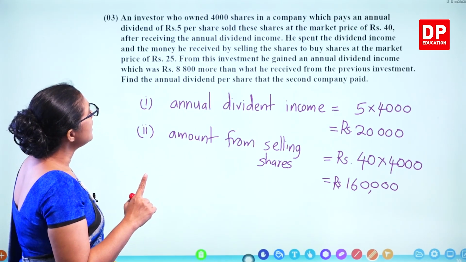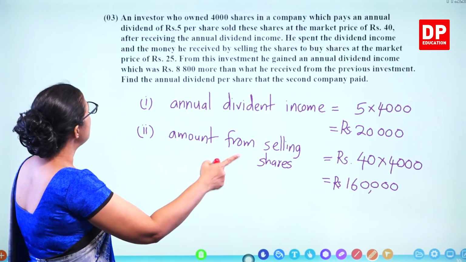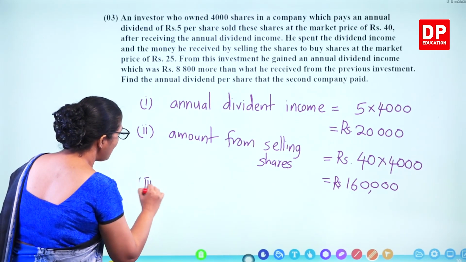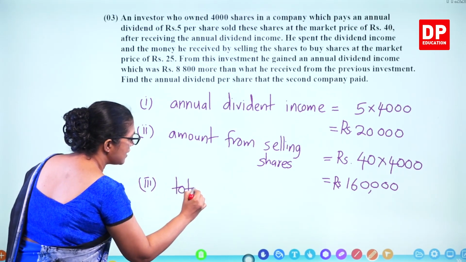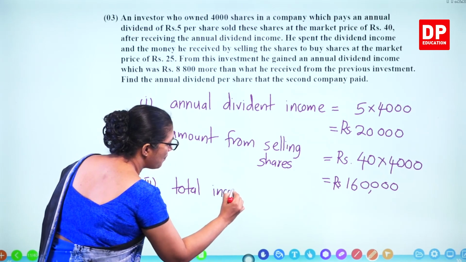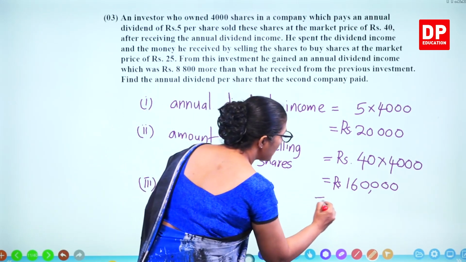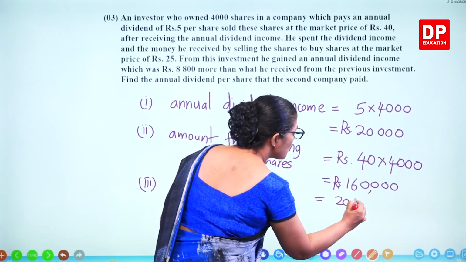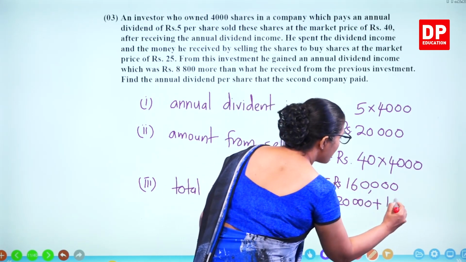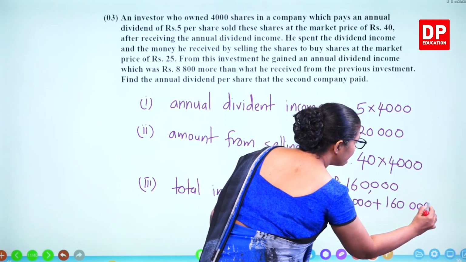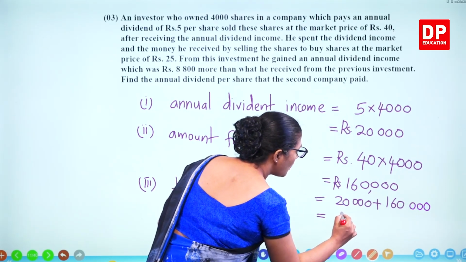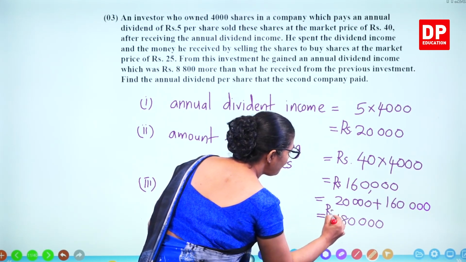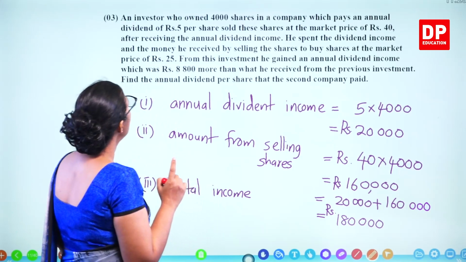So what's the total income? He spent the dividend income and this one for the next one. So total income we can find. Just add it. Total income from both you get adding these two. So 20,000 plus 160,000 rupees, 180,000 rupees. That's the third step.